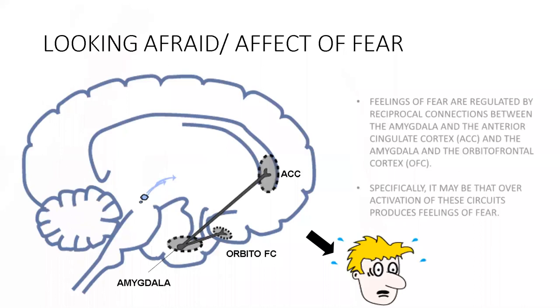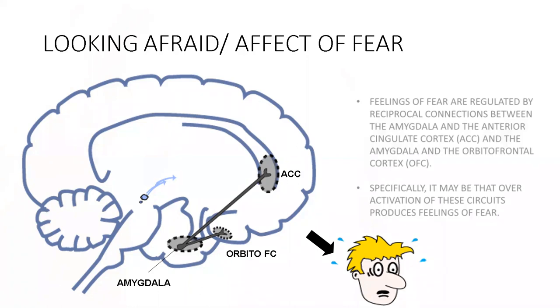Now we can see the part of the brain where a person experiences any fear, our fright response. Here you can see that fear is regulated mainly by reciprocal connections between different regions in the brain. You can see the lower part of the brain where the amygdala is. The amygdala is one of the very important junctions for various things. It is connected to the anterior cingulate cortex, that is ACC. The amygdala is also connected to the orbitofrontal cortex, that is orbitoFC. So you can see how it is connected.